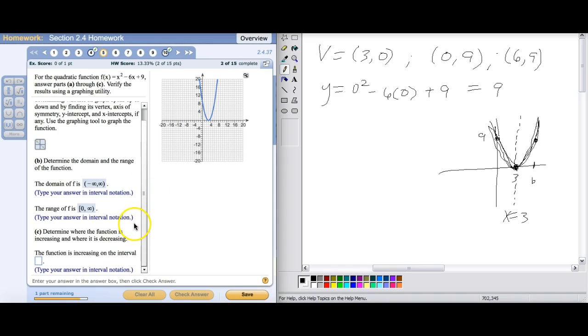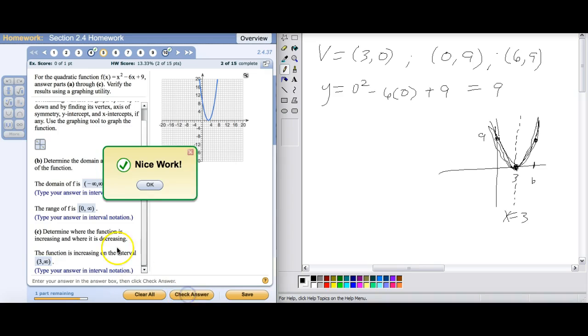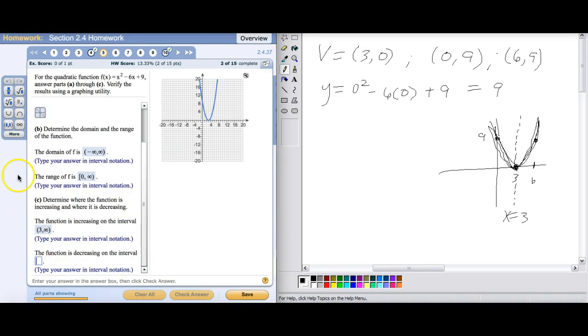All right. So, moving on, the function is increasing on the interval. So, now since our vertex is a minimum point, the function decreases first and then increases. So, the function will be increasing on the second half of it. So that's basically going from 3 to infinity. And then the function will be decreasing on the first half of it, which will be from negative infinity to 3. And so with that, we'll go ahead and move on to the third problem.